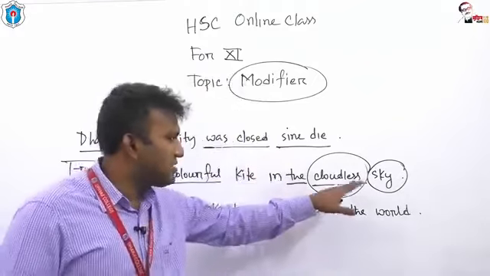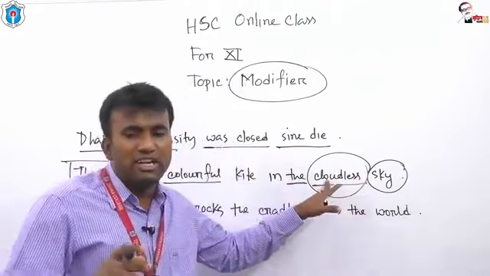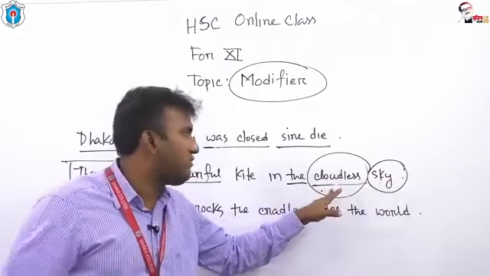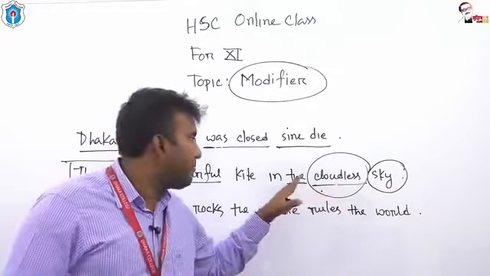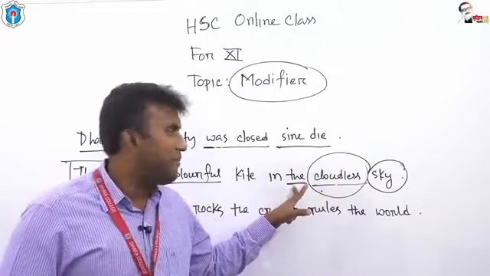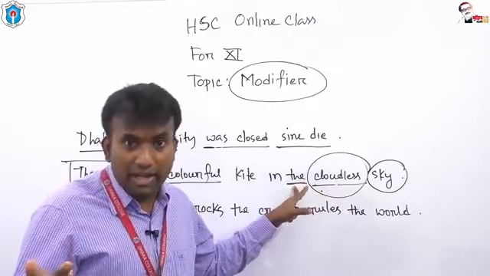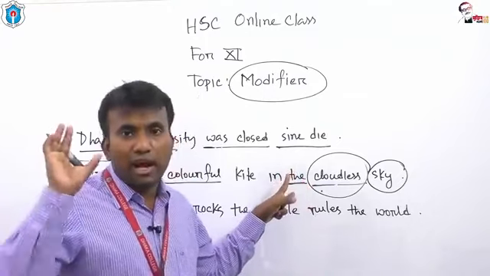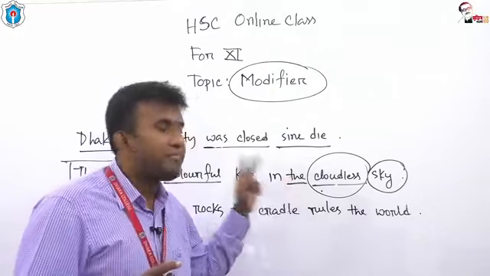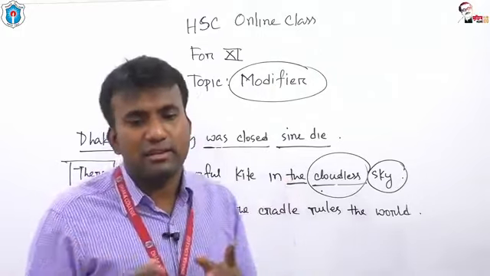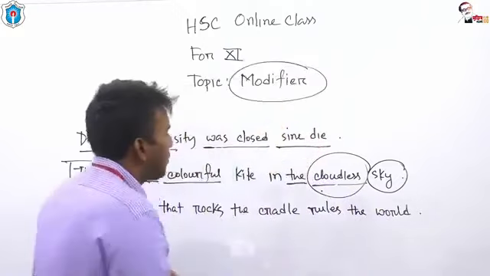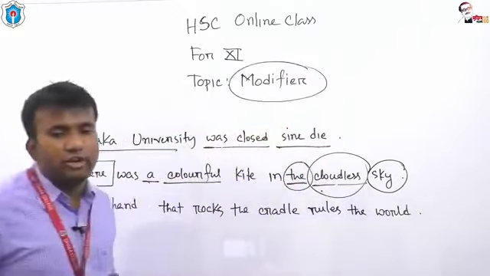So my dear students, up to this part we have got that cloudless is such a word which qualifies sky. That's why cloudless is a modifier and it has become an adjective. The is an article, but we have already learned that articles are called determiners. Determiners or articles always modify, always qualify a noun. That's why I can say the is a modifier.